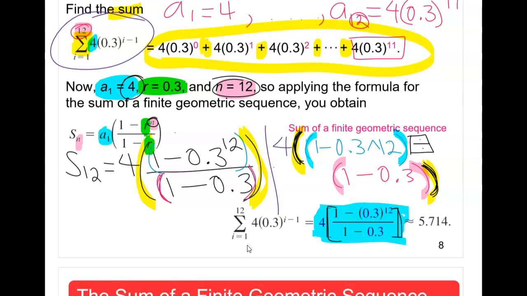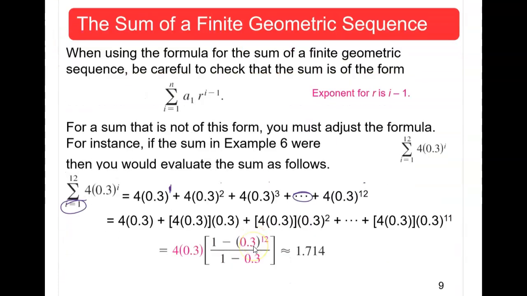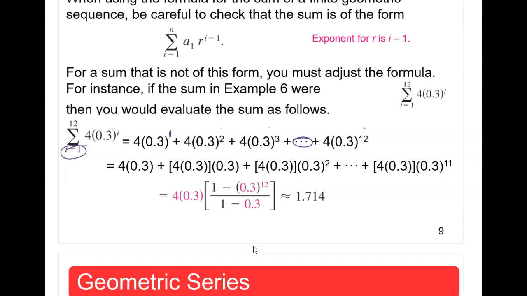Here the first term was only 4. And over here, since we don't have that minus 1 here, we need to adjust the formula. So then the first term will happen to be the whole 4 times 0.3. That is the first term, and you could also see that here.